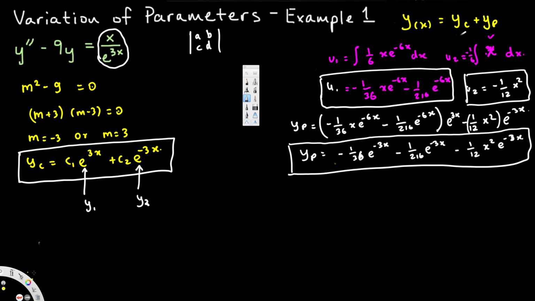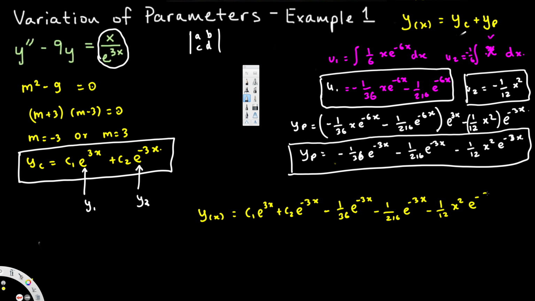Okay, so the final solution for this question is y of x equals yc. Yc is c1 e power 3x plus c2 e power minus 3x, and then yp, that is this one, minus 1 over 36 e power minus 3x minus 1 over 216 e power minus 3x minus 1 over 12 x square e power minus 3x. Now let's see whether we have like terms. Look at this one, e power 3x, we only have this one. c2 e power minus 3x, we have terms with e power minus 3x, this one, this one, and this one also e power minus 3x.